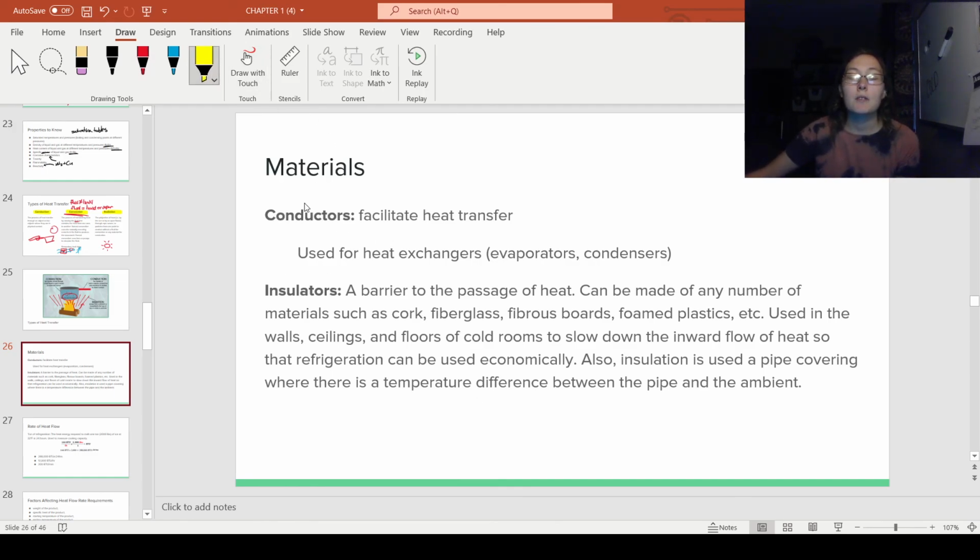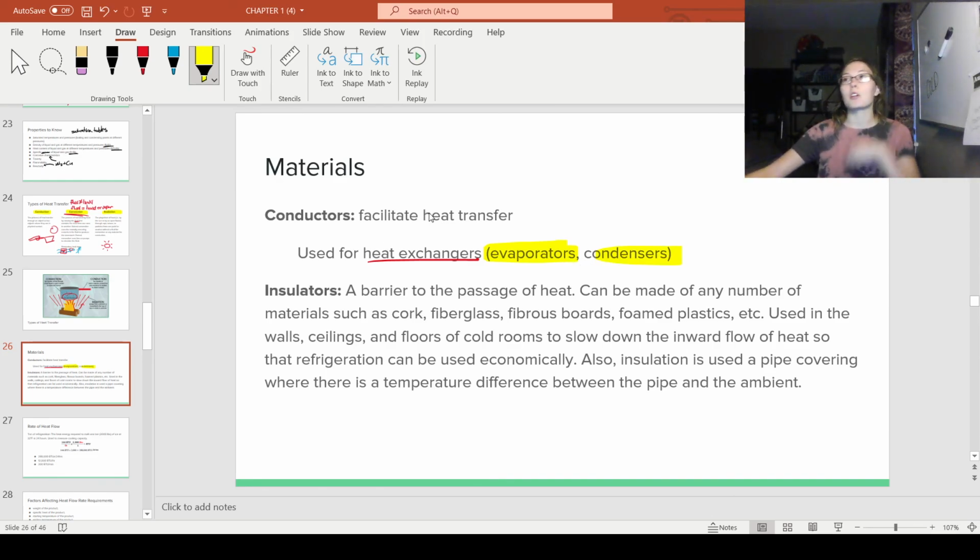Conductors and insulators. If you know anything about electricity, exactly the same. Conductors facilitate heat transfer. Conductors are going to be like your metals, okay? Things that transfer heat really fast, really well. These are going to be used for, you guessed it, heat exchangers. So heat exchangers in your system are going to be like your evaporators and your condensers. That's where you're going to want to use things like aluminum, copper, stainless steel, stuff like that.